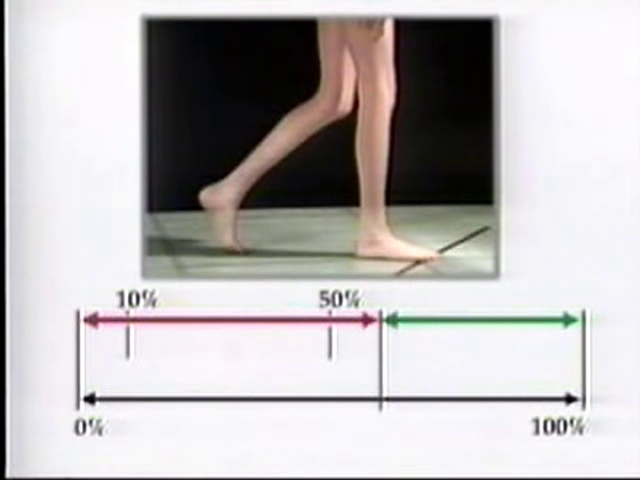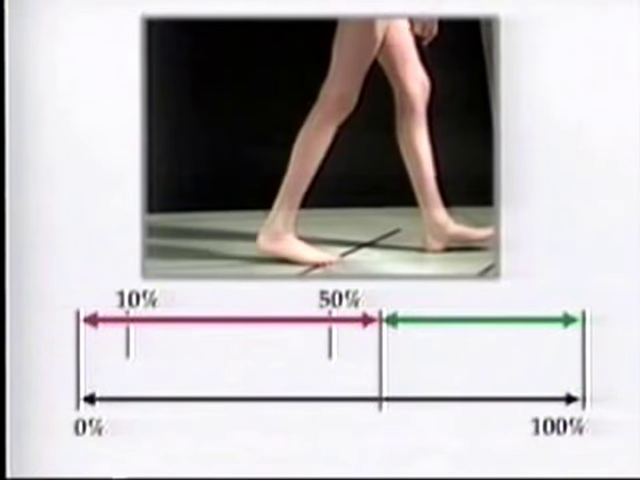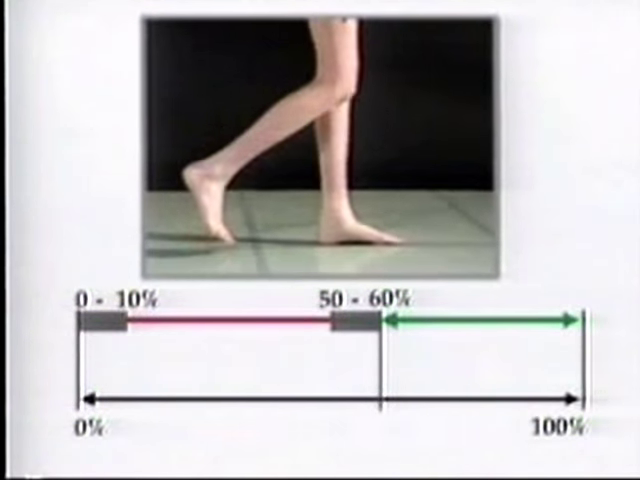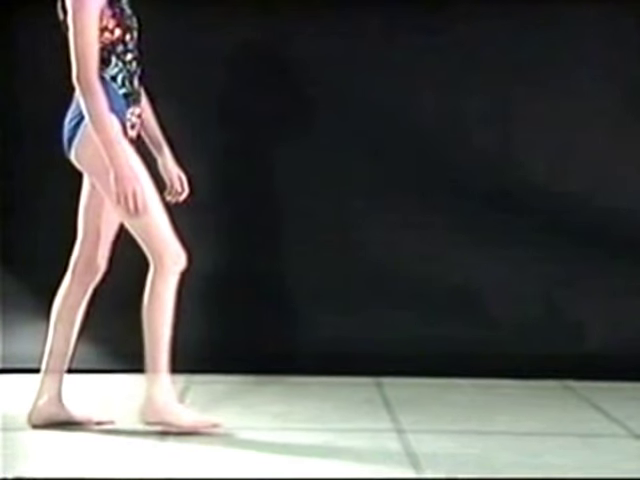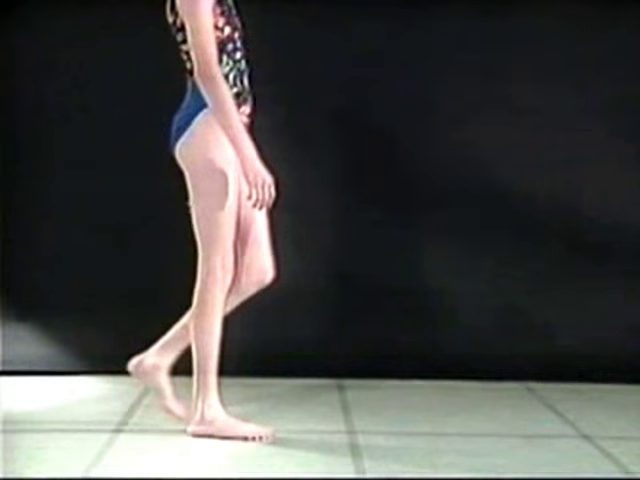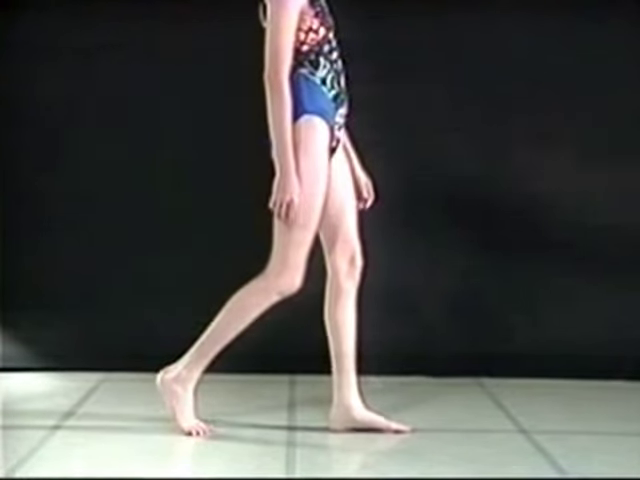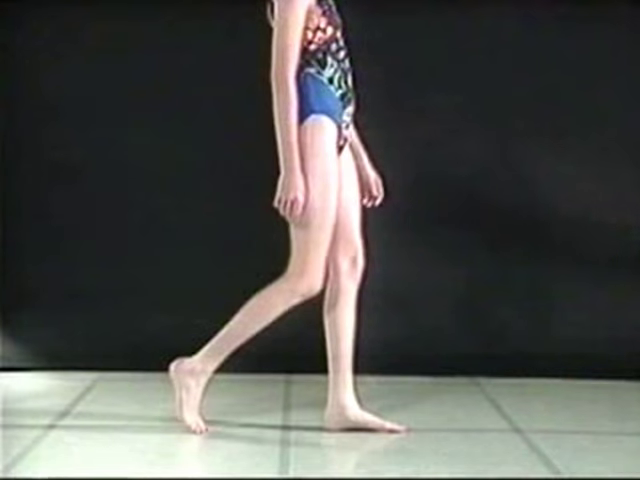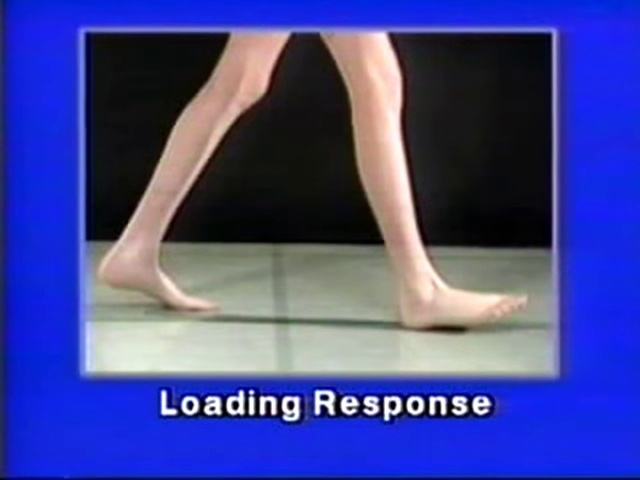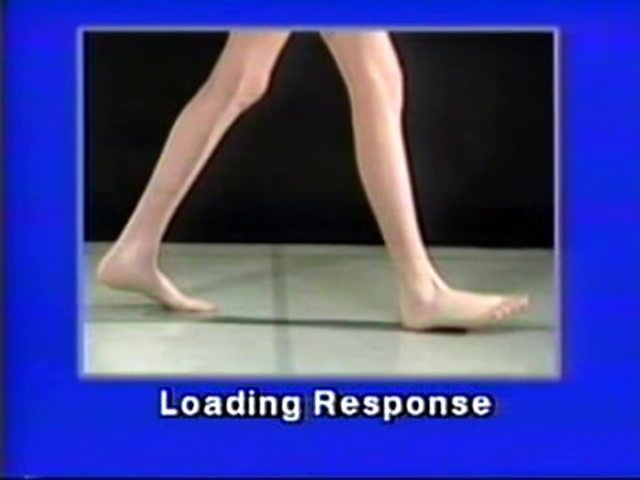Opposite toe-off occurs at 10% of the cycle, and opposite heel strike occurs at 50%. This means that during walking there are 2 periods of double support, when both feet are on the ground. Each of these periods constitutes about 10% of the cycle. The first period of double support occurs immediately after initial contact. The second occurs just prior to toe-off. The first period of double support is referred to as loading response. It is a period of deceleration when the shock of impact is absorbed.